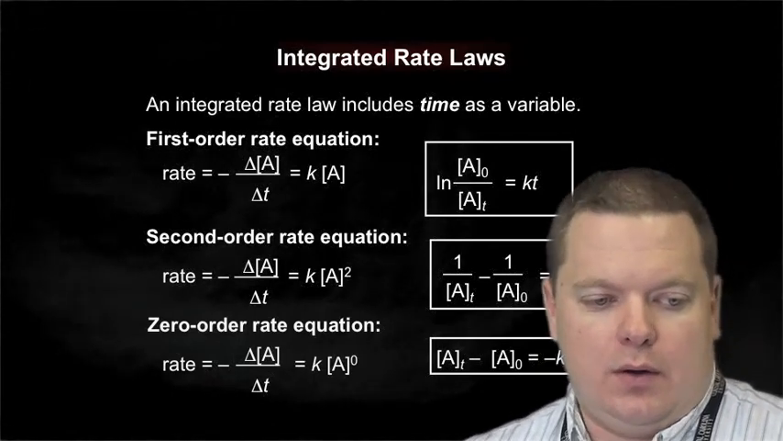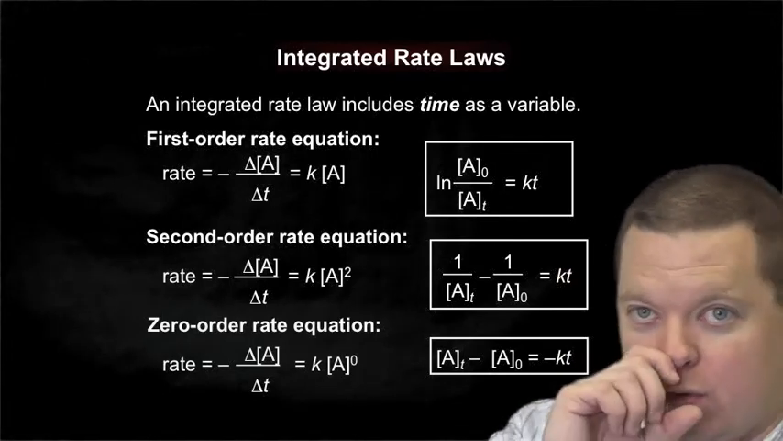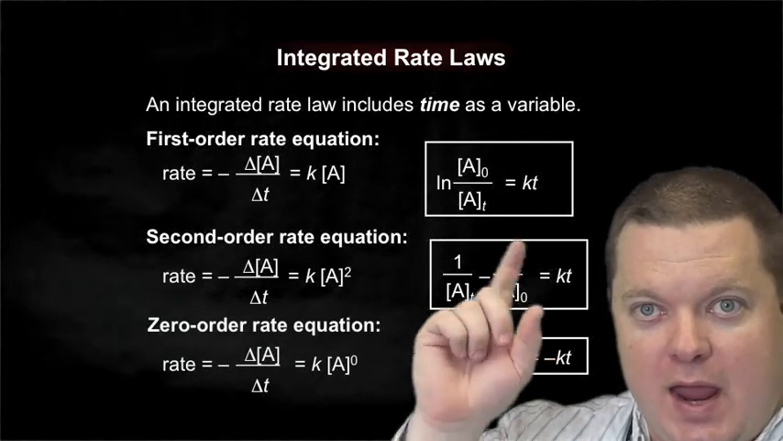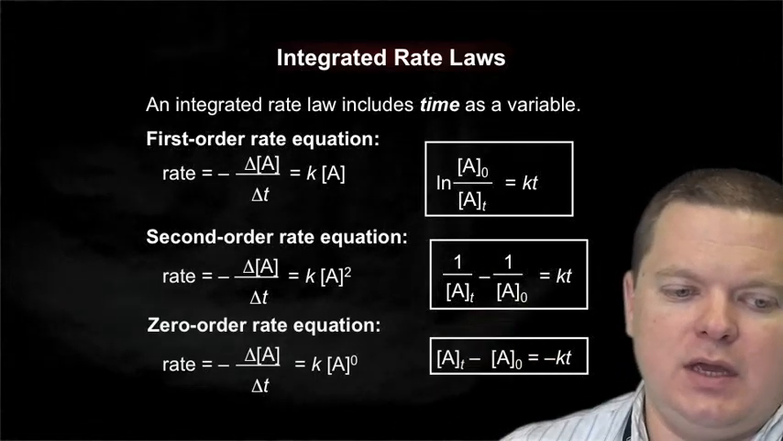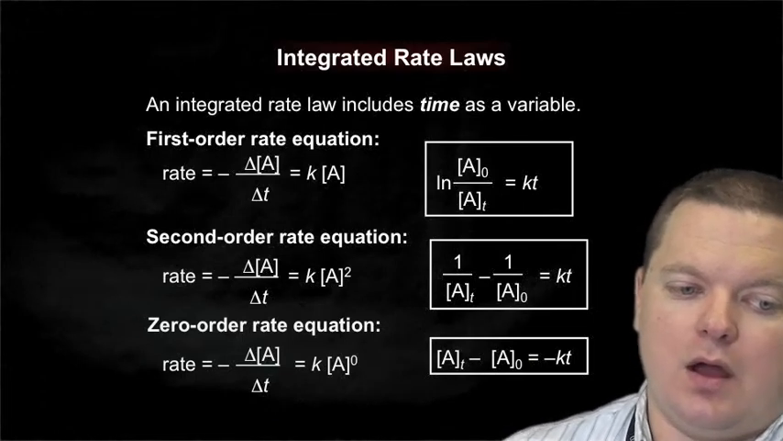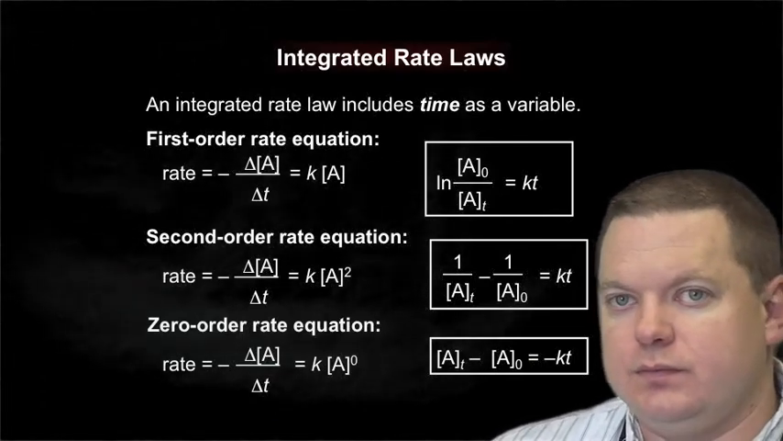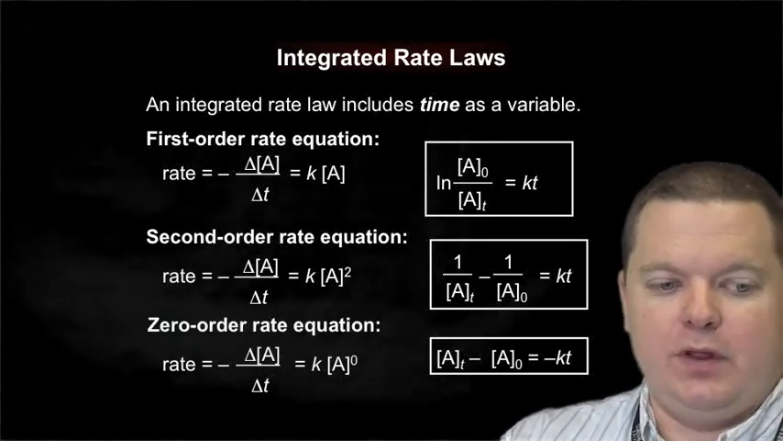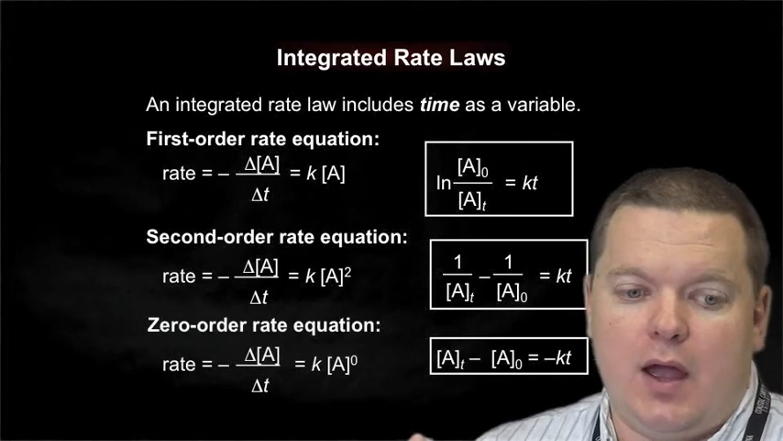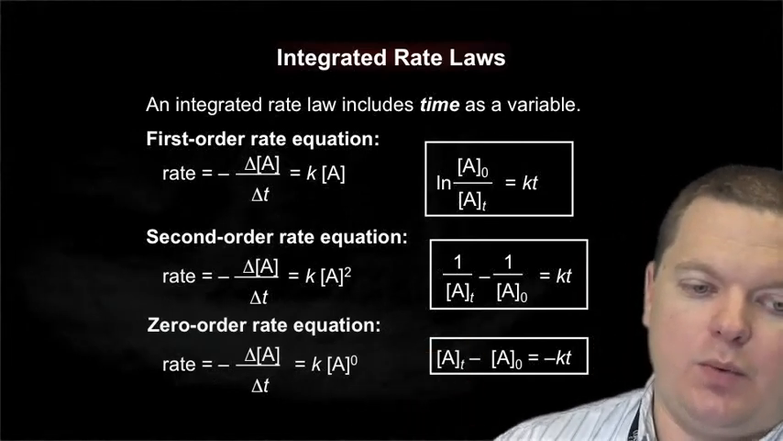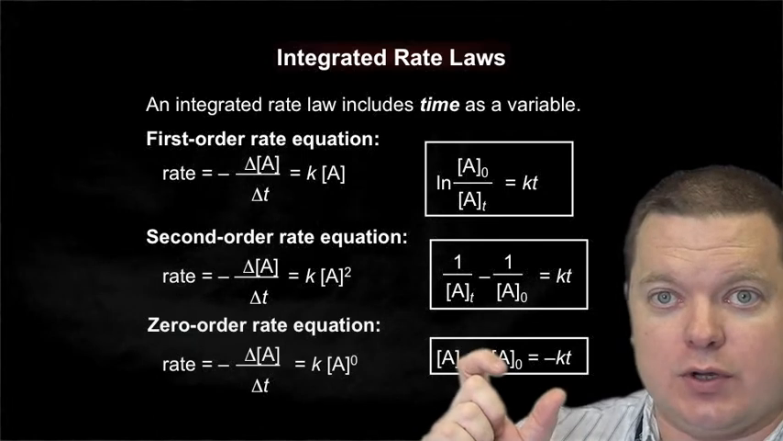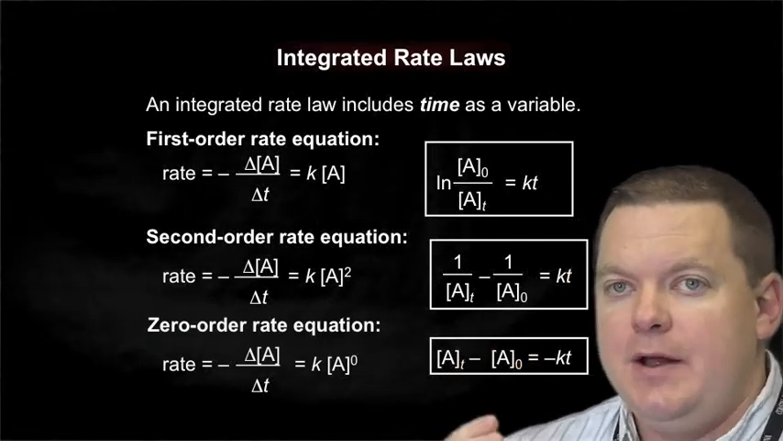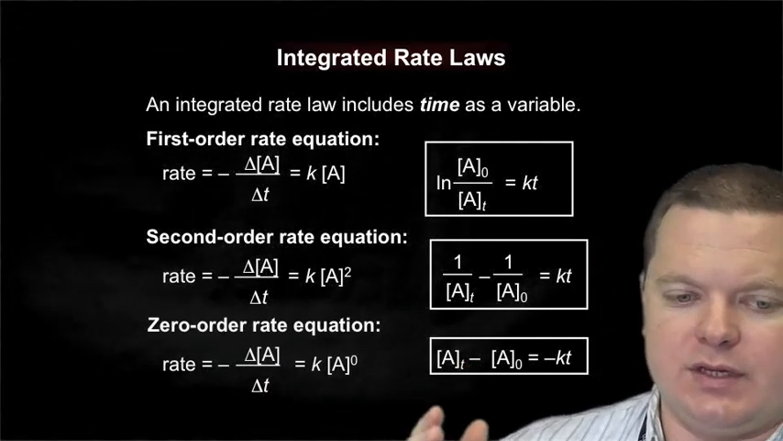So in first order, we have rate is equal to the negative change in concentration of A per change in time, which is going to give us a rate law of k times the concentration of A raised to the first power. If we look at that over time, that's going to give us an integrated rate law of the natural log of the initial concentration of A divided by the concentration of A at any time t is equal to the rate constant times the time.